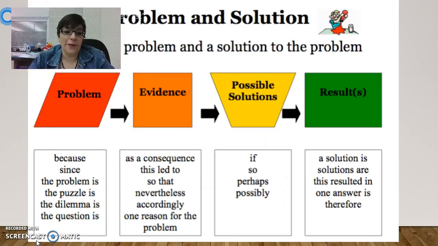This is a better kind of graphic for it because it shows the signal words not just for problem and solution, but also for the evidence that an author is going to provide. So most often an author's not going to be like, climate change is a problem, and not provide any evidence. So these are words like as a consequence, or this led to, or so that. That's all providing evidence for that problem.